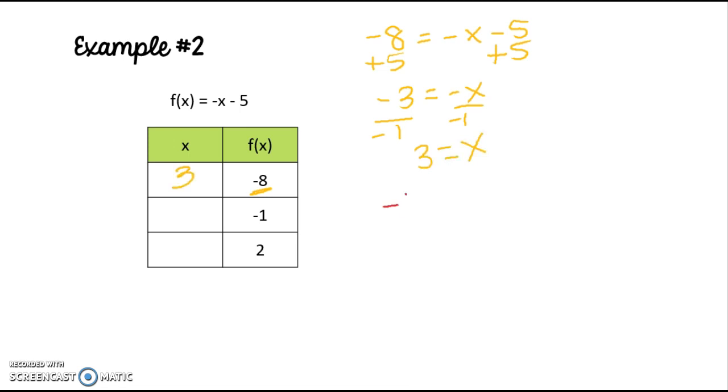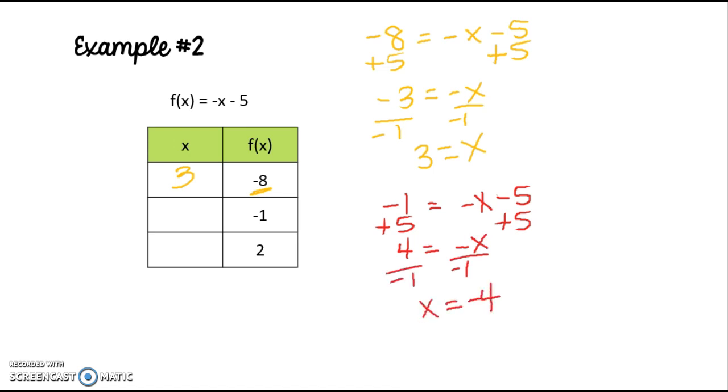For that second box, it's telling me f of x equals -1. So I'm going to be solving for that x again. So -1 plus 5 is 4 equals -x. Divide both sides by that -1, so x equals -4. And the very last one, when f of x is 2. So this time 2 equals -x minus 5. I add that 5 to both sides. Hopefully we've gotten very good at solving equations.